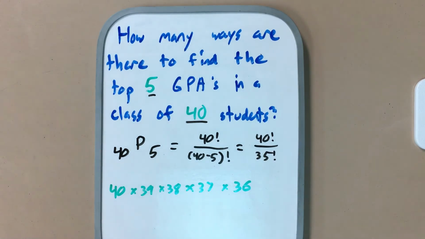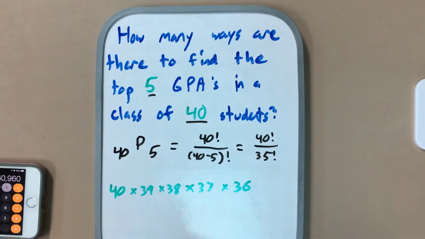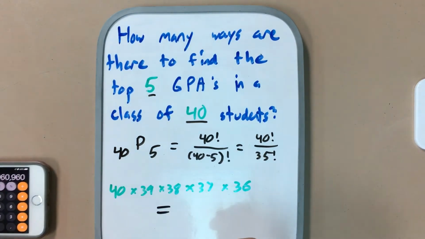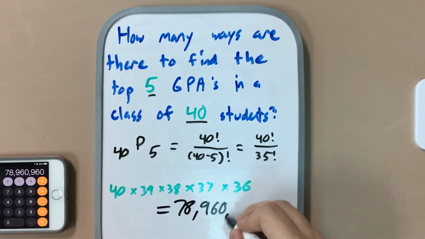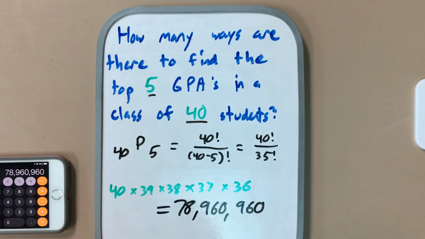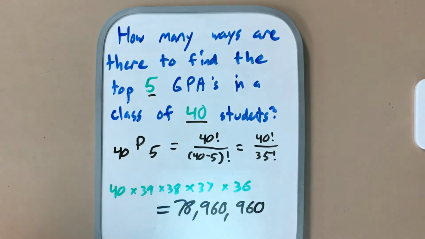So anyway, here's the multiplication we have to do. I will go ahead and work this out in my calculator right now. Gives us a total of 78,960,960 different ways to find the top 5 GPAs in a class of 40 students.